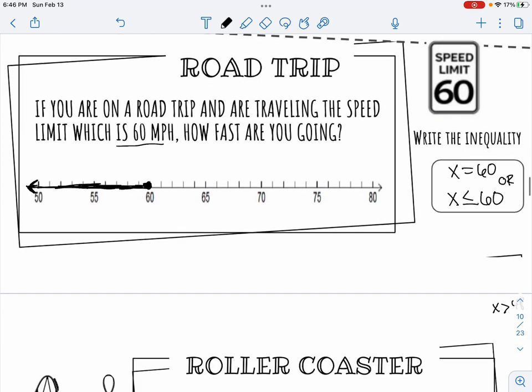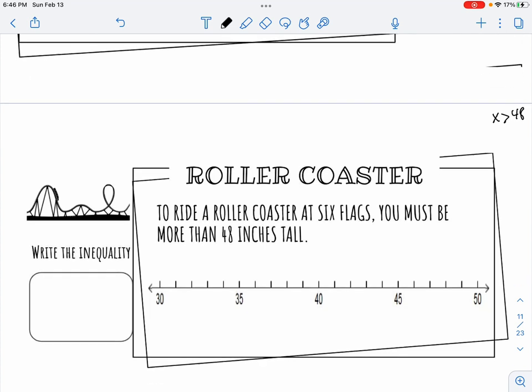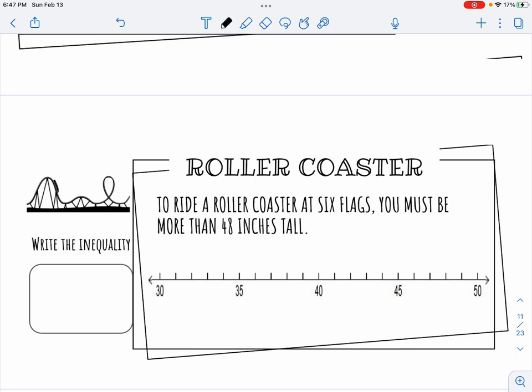Alright, next one, roller coaster. To ride a roller coaster at Six Flags, you must be more than 48 inches tall. So you must be more than 48 inches tall. That means x is your height. So let x represent your height. So it needs to be more than 48 inches tall. So can it include 48 inches?